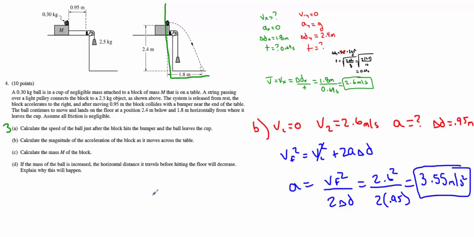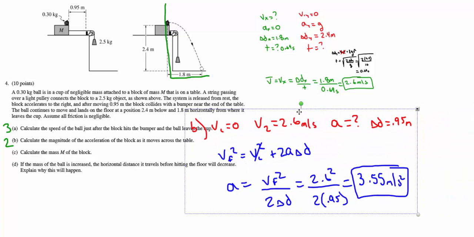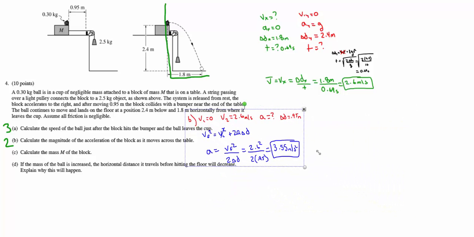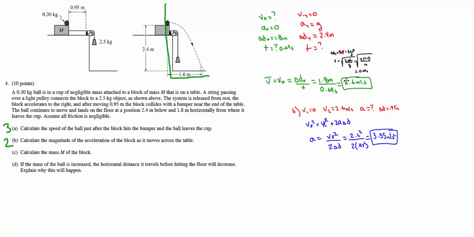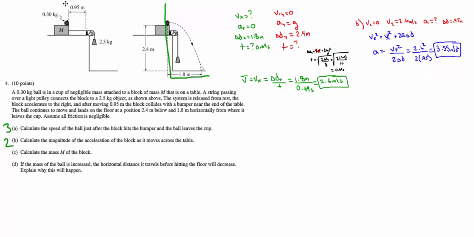Part B was worth 2 points. And next, Part C. We would like to know the mass of the block. And here's where we actually get to look at the first part of this diagram, really the whole thing. We got to look at the dynamics of the situation here.